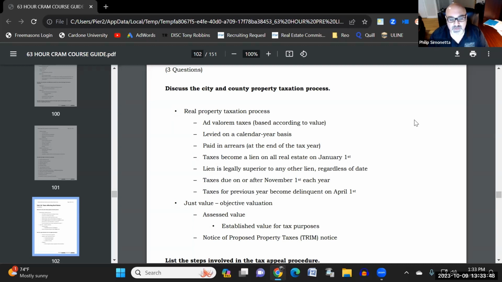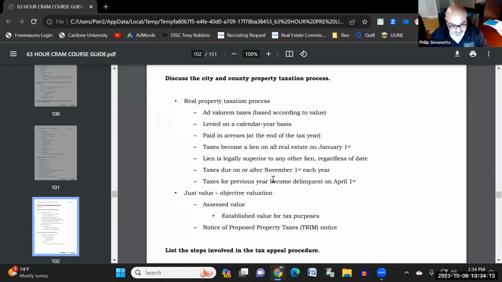Now, the tax becomes a lien on all real estate January 1st. The lien is legally superior to any other lien, regardless of the date. Taxes are due on or after November 1st each year, and the taxes for the previous year that became due in January become delinquent after April 1st. So you must pay them before April 1st or they become late.